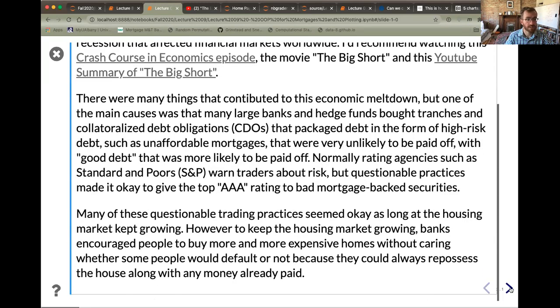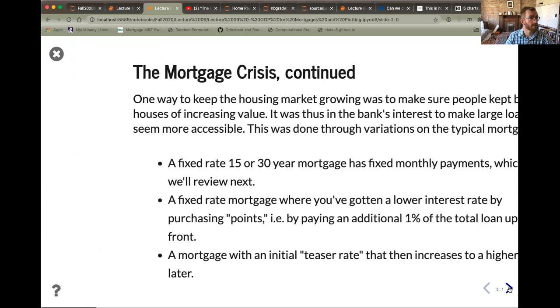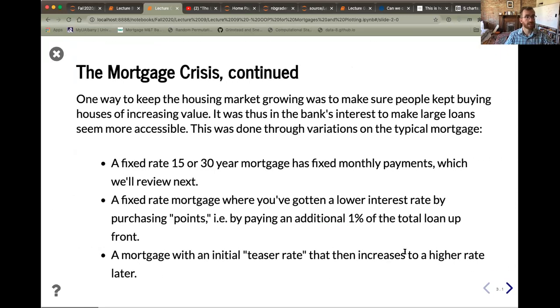So let's go ahead and try to understand some of what happened and why suddenly people weren't able to pay off their mortgages. But to understand that, we first need to understand some of the typical offerings there are for mortgages. The gold standard nowadays is a 30-year mortgage.